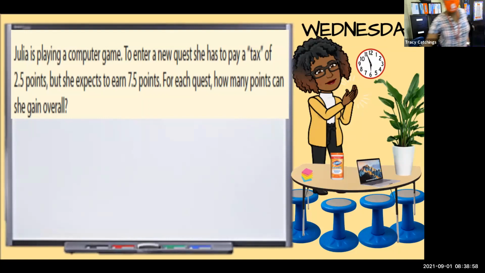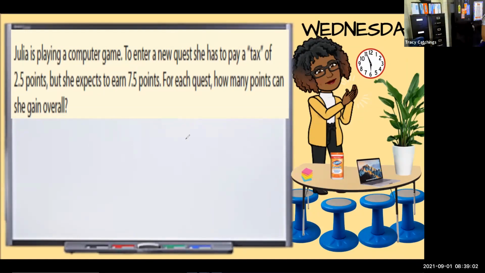All right, it says Julia is playing a computer game. To enter a new quest, she has to pay a tax of 2.5 points. But she expects to earn 7.5 points. For each quest, how many points can she gain overall? Underline, how many points can she gain overall? Overall, 7.5 points. Gain. Overall. She has to pay how many points?